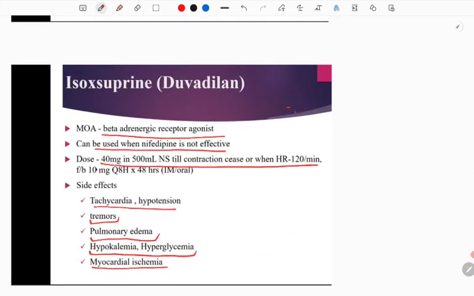Isoxsuprine and terbutaline are beta adrenergic receptor agonists. Can you use them when nifedipine is not effective? Yes, they can be used when nifedipine is not effective. The dose is 40 mg in 500 ml NS until contractions cease, or until heart rate is 120 per minute, followed by 10 mg 8 hourly.